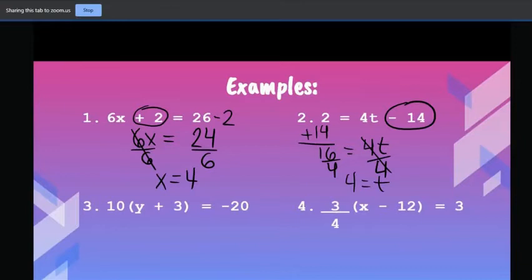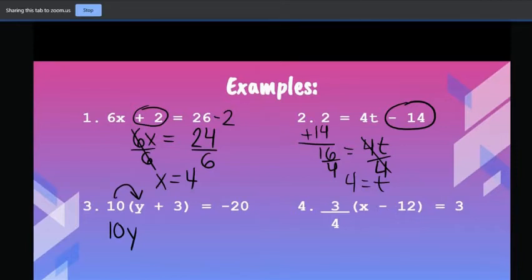Let's look at number 3. For number 3, we have a number on the outside of parentheses. We're going to use distributive property to solve this problem. And we're going to show arrows to show our distributive property. So first, let's draw an arrow from 10 to y. This is showing 10 times y. Whenever you multiply a number and a letter, just stick them together. So 10 times y equals 10y.